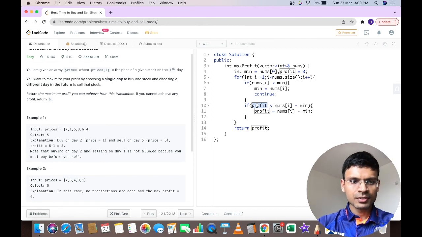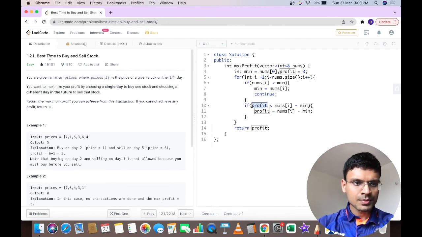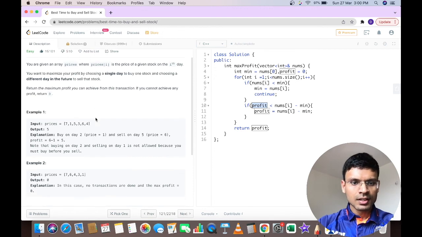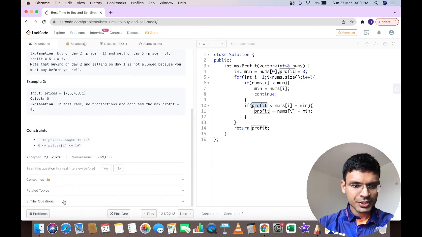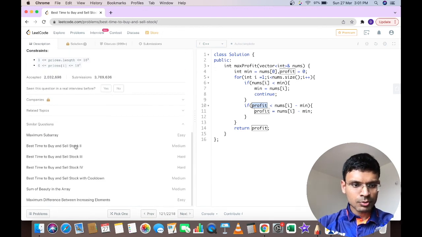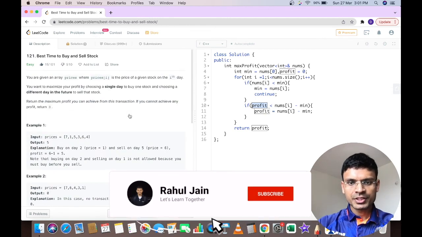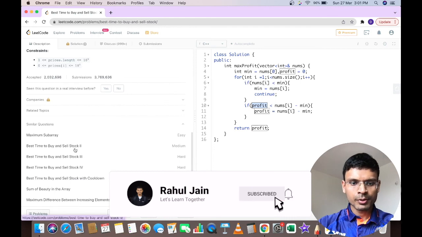So just try for this solution, and it is one of the simple problems of this category. There are multiple variations of this problem, best time to buy and sell stock, which have been mentioned in the similar questions category. So those can also be solved, and basically this is the first question that needs to be solved, and then you can jump onto the more complex problems.